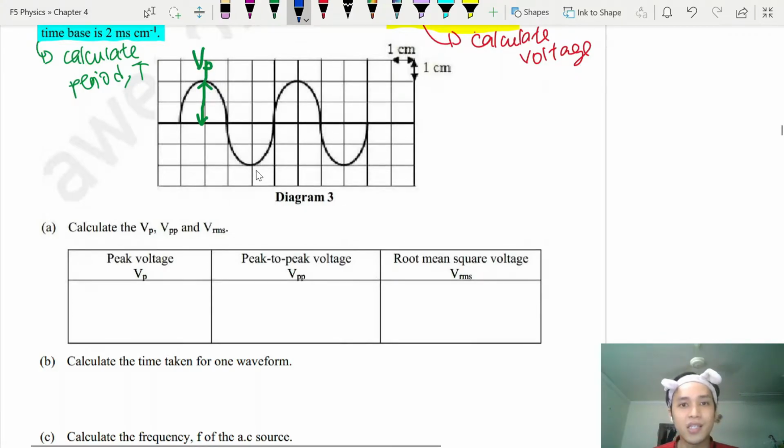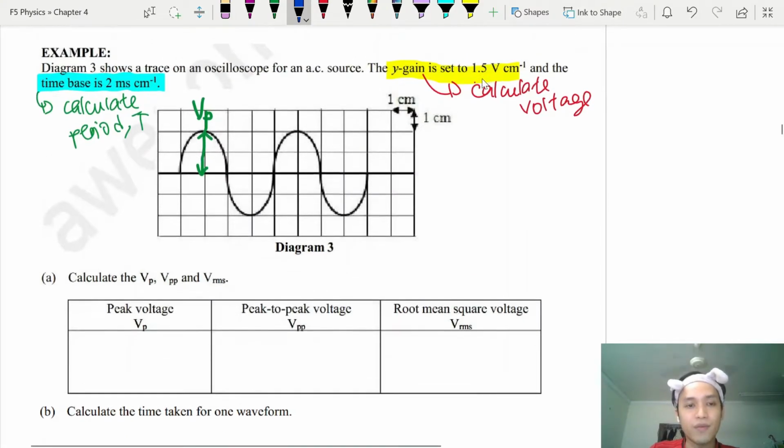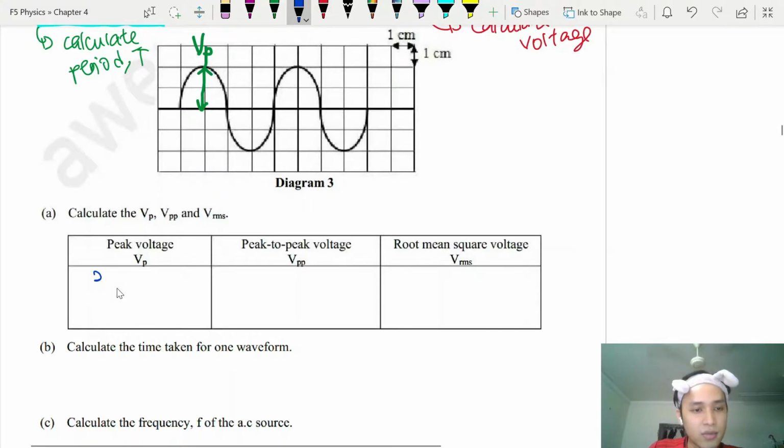Okay, so to identify the peak voltage, you just calculate from here to here how many squares. From here to the top one. So this is 2 squares, right? Each square is 1 centimeter, and each centimeter is 1.5 volt. So I have 2 squares. So 2 times 1.5, you get 3 volts.